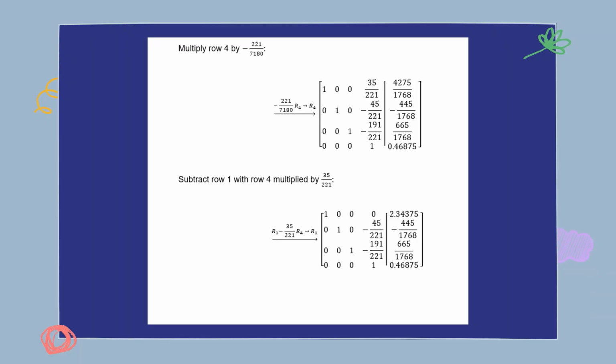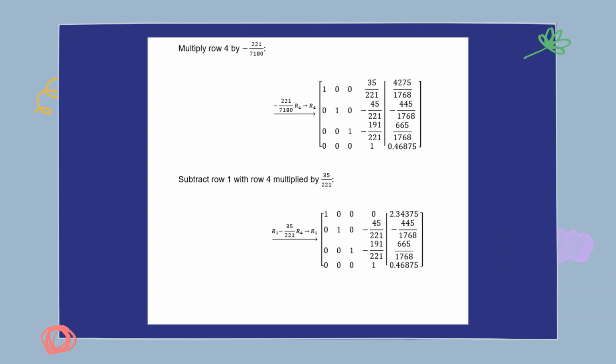After making sure that all the values for column 3 except leading one in row 3 are 0, we need to change the entry for row 4, column 4 into leading 1. In order to do that, we need to multiply row 4 by negative 221 over 7,180. Then we will get 0, 0, 0, 1, 0.46875 as our new entry.